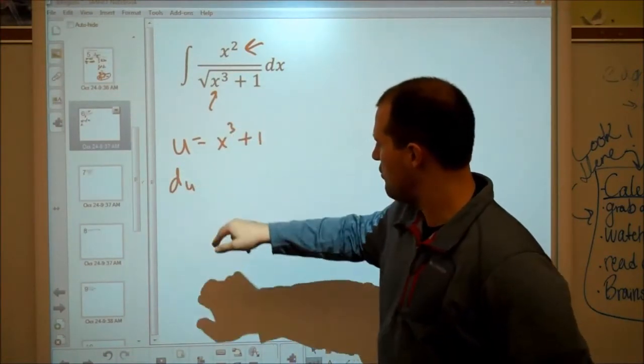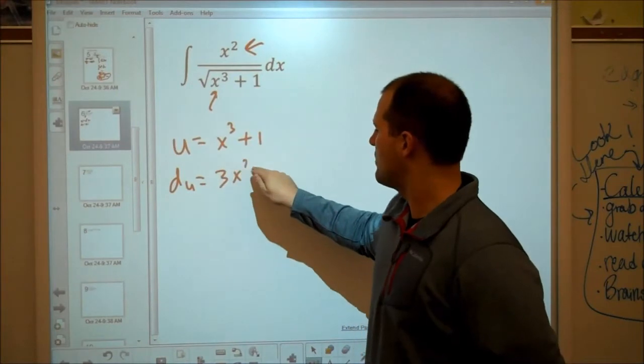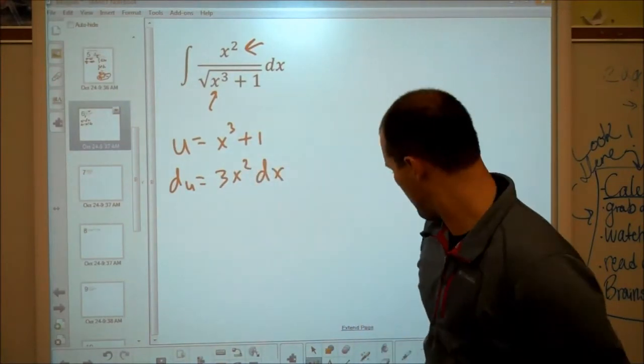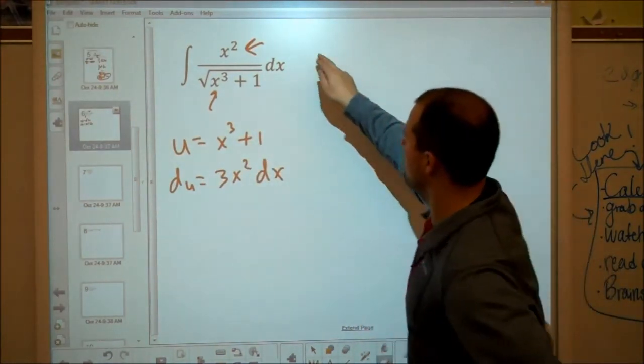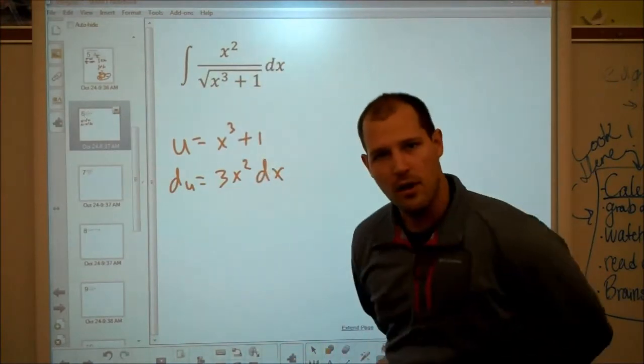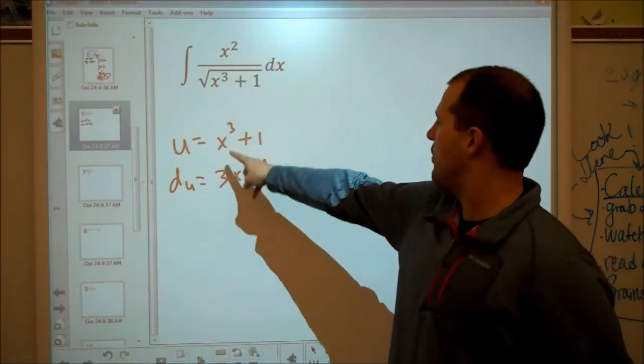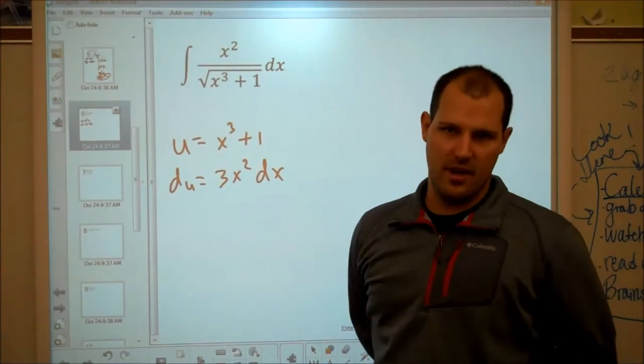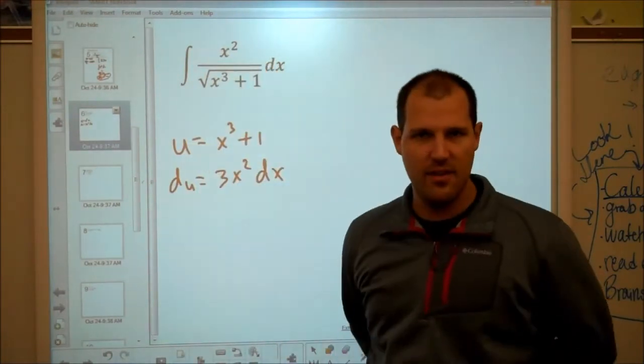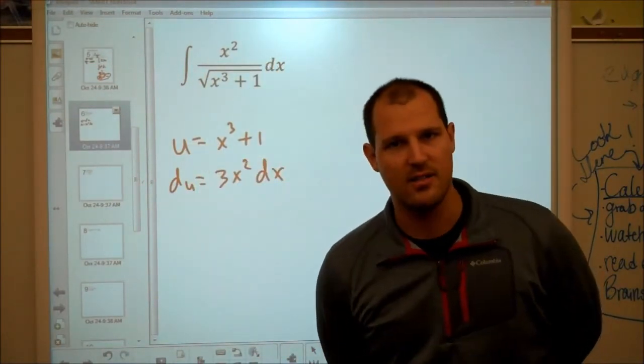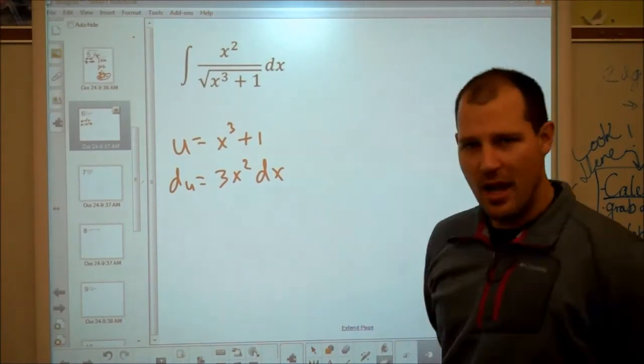We have to find du now. That's 3x squared dx. And this is where new students sometimes will start to have a little bit of heartburn around this, because that says 3x squared, and that does not say 3x squared. So now when we try to sub this stuff in there, it has the potential to cause some problems. So let's look at how we deal with those.